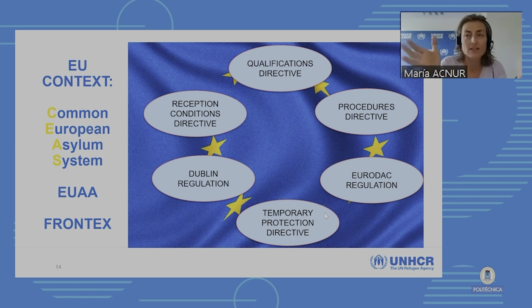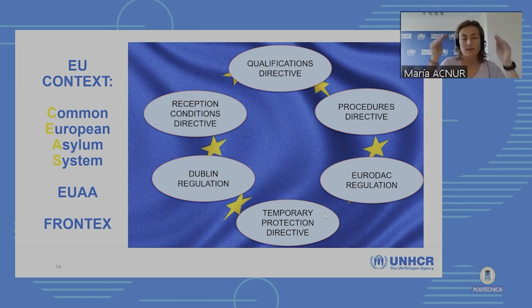The regulation determines who is the state responsible for the examination of an asylum claim in the EU, of a specific asylum claim. This is made in order to avoid what has been called asylum shopping in the past, which is that a person goes from one country to another applying for asylum in case of rejection in one country, or because the person considers that the conditions or the protection regime or the status is better in another country. So how did EU countries design a mechanism to avoid that? That is the Dublin regulation.